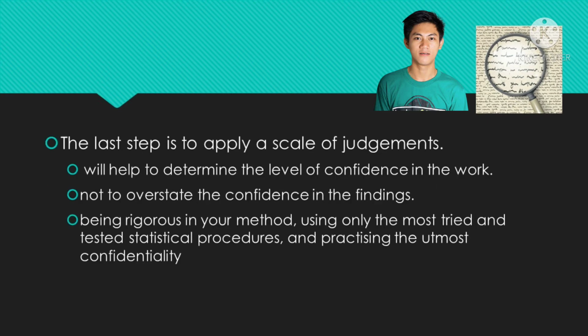The last step is to apply a scale of judgments. The scale will help to determine the level of confidence in the work. It is important not to overstate the confidence in the findings. It is just as important to be completely neutral and impartial, being rigorous in your method, using only the most tried and tested statistical procedures, and practicing the utmost confidentiality in the work.